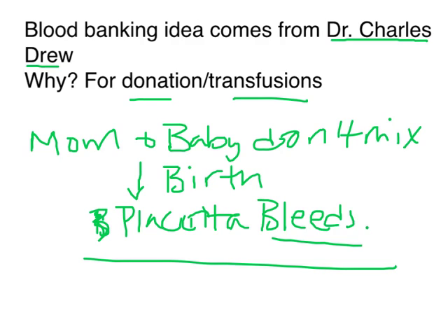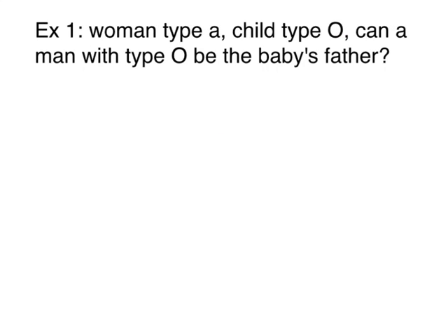So if mom carries another baby that has an incompatible blood type, she'll have a miscarriage, and she won't ever be able to get pregnant again. So that's why it's really important that we know about blood type as well, because mamas want to have more than one kid sometimes. All right, let's look at a couple examples of how this plays out.